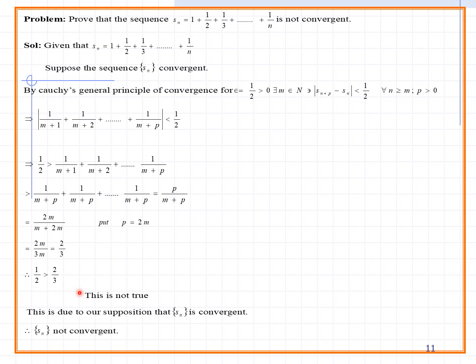So this is due to our supposition that Sn is convergent, but finally what you have is not convergent. Our assumption says it is convergent with 1 by 2, but what you have is 2 by 3, so it is a contradiction. Therefore Sn is not convergent.